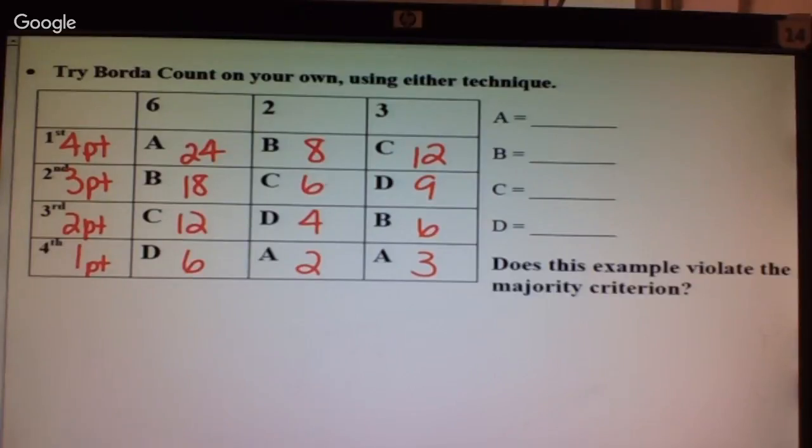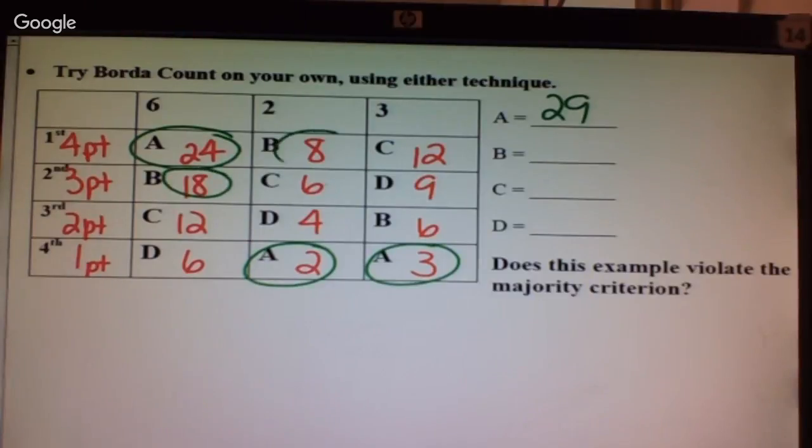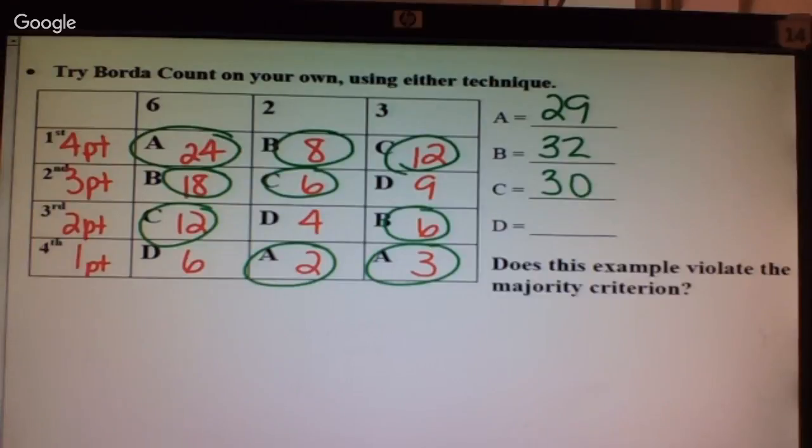Finally, we go through and we have to add up all of our A values. So we add up 24, 2, and 3, which should give you 29. We add up 18, 8, and 6, 32. We add up 12, 6, and 12. That gives us 30. And we add up 6, 4, and 9, which gives you 19. So that means B is your winner.